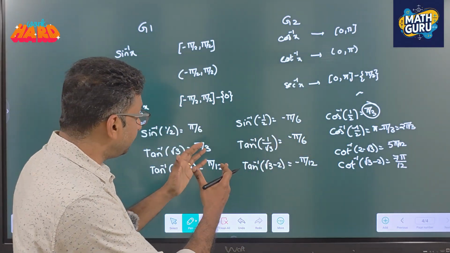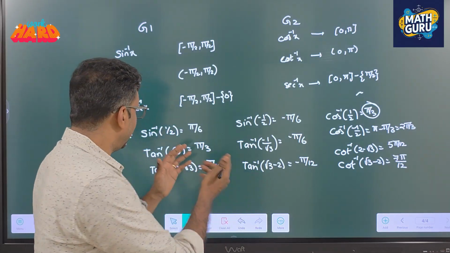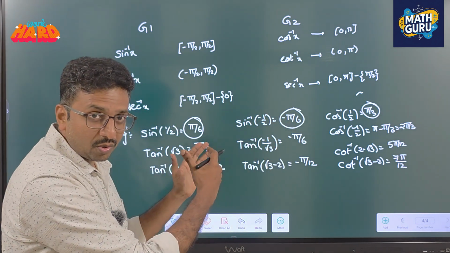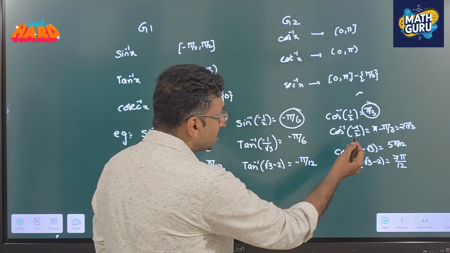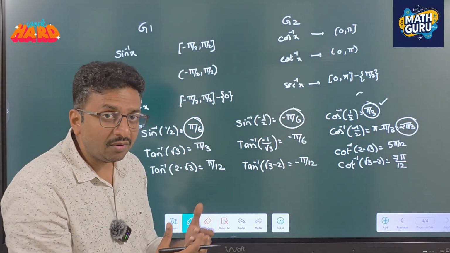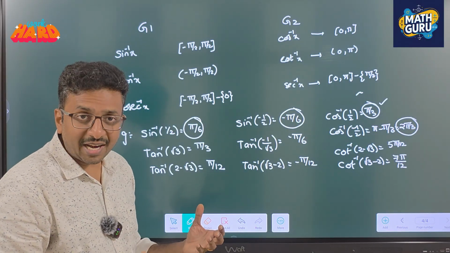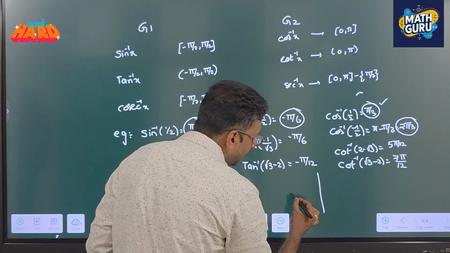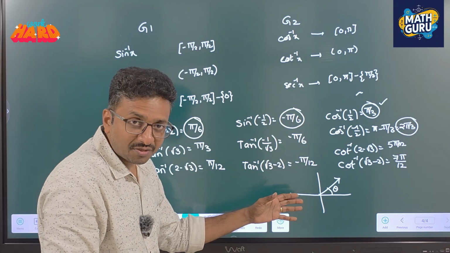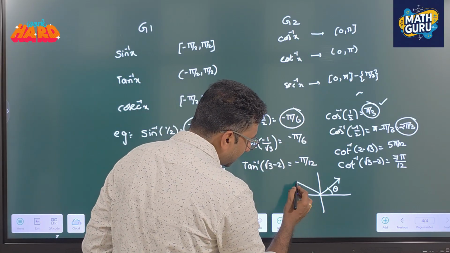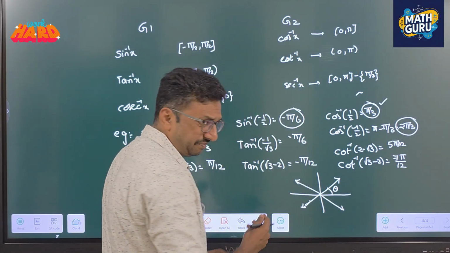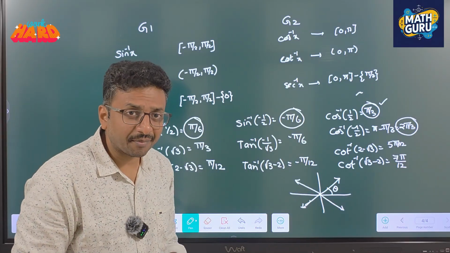The angles are also allied, because sine inverse of 1 by 2 is pi by 6 and sine inverse of minus 1 by 2 is minus pi by 6. Those two are allied angles. Cos inverse of 1 by 2 is pi by 3, and cos inverse of minus 1 by 2 is 2 pi by 3. These are also allied positions. So you know what allied positions are, right? For every angle theta, the reflections of this position with respect to the x-axis and y-axis, these four positions, are called allied positions of this ray.